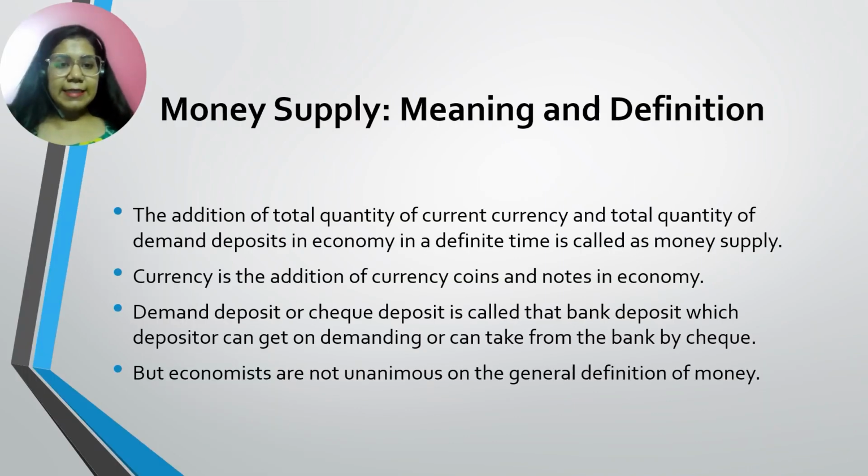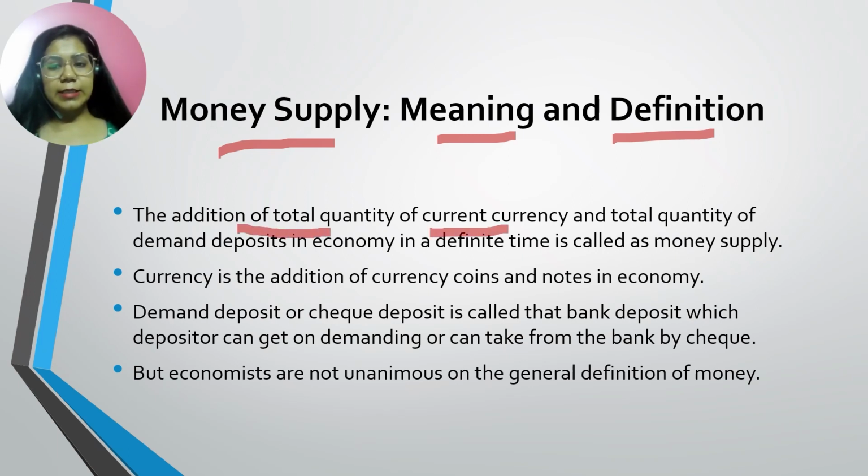Okay, so in this slide, we will be studying about the money supply, its meaning, and the definition. See, the purpose of money supply is the quantity of money available in an economy. This is a stock perception which is measured in time. That is why the addition of total quantity of current currency and the total quantity of demand deposits in an economy in a definite time period is called as money supply.